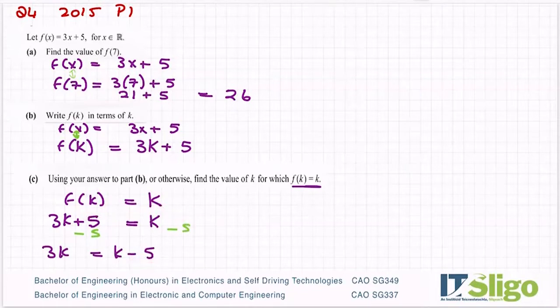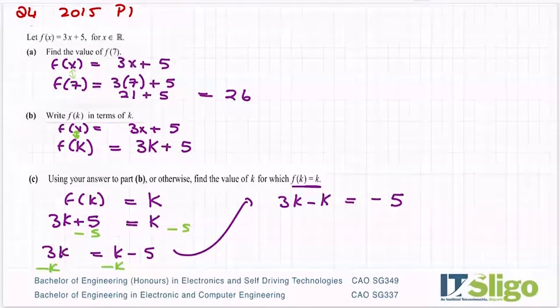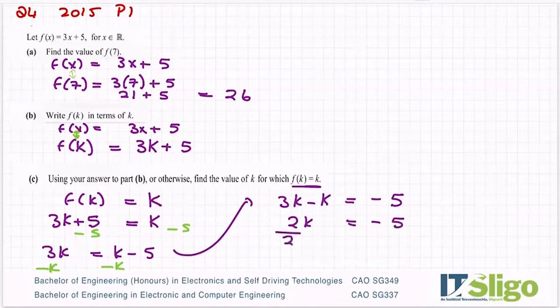Okay, you can then subtract k from both sides if you want to get rid of the k from this side, or bring the k over and it becomes minus k. Again, doesn't matter which way you look at that, it's the same end result. So you end up with 3k minus k equals minus 5. So 3k minus k is 2k, and that's equal to minus 5. Divide by the number in front of the letter, and you get k being equal to minus 2.5, or you can leave it, of course, as minus 5 over 2.